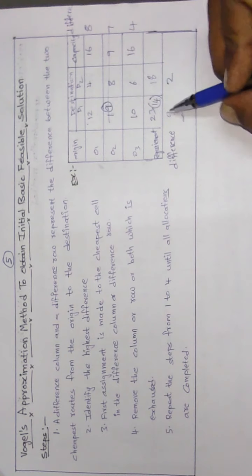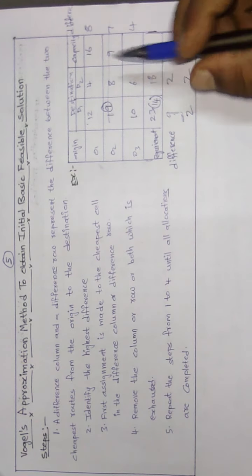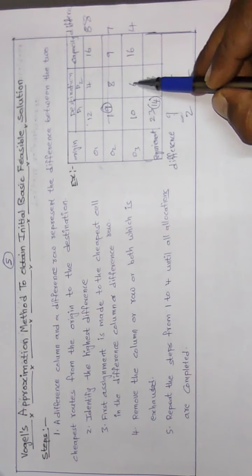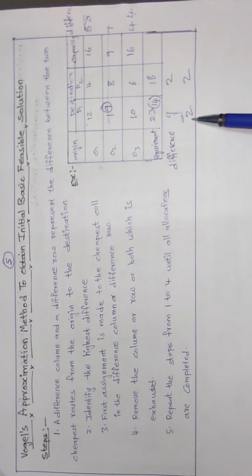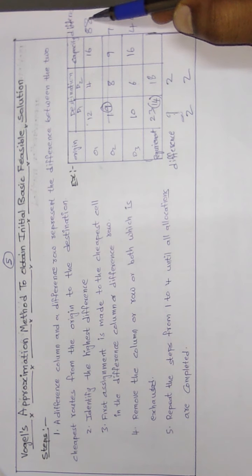Among these two, what is the difference we are having? 2. Among 4 and 6, what is the difference we are having? 2. Next, among 12 and 4, what is the difference we are having? 8. Next, among 10 and 6, what is the difference we are having? 4. Among these 2, 2, 8, 4, which one is the highest difference? 8 is the highest difference.